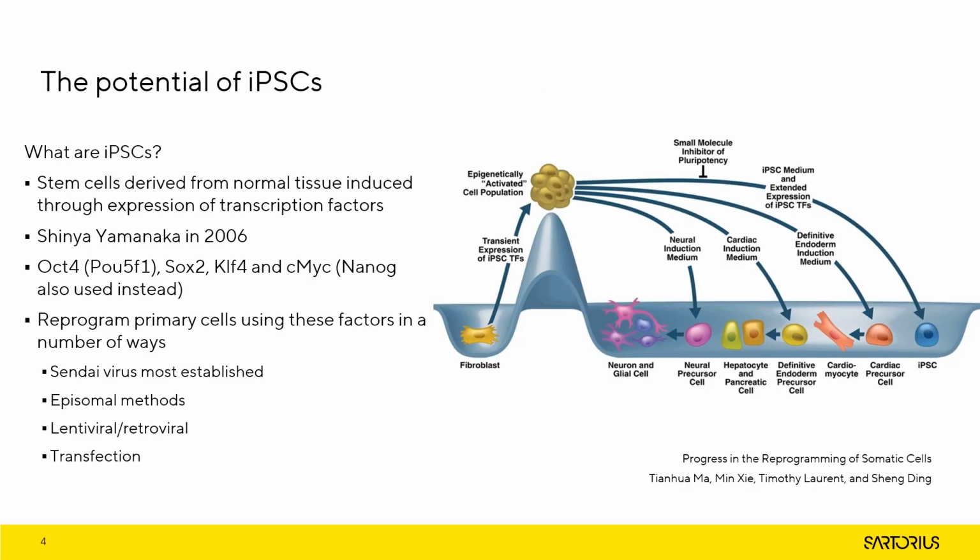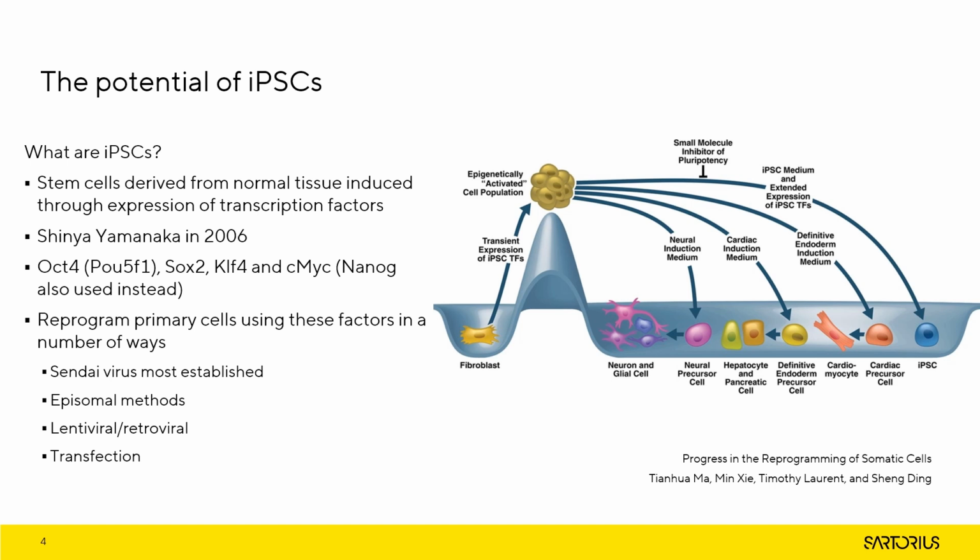Let's get more specific and talk about iPSCs. What are they? How are they derived? These are stem cells that have been induced from normal tissues, such as fibroblast cells, and the expression of specific transcription factors is forced on these cells. This method was discovered in 2006 by Shinya Yamanaka and his team, and he used OCT4, SOX2, KLF4, and c-MYC as the transcription factors, with forced expression in fibroblasts.